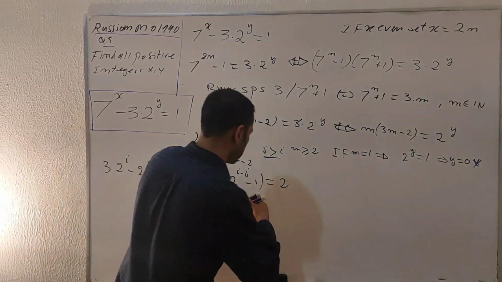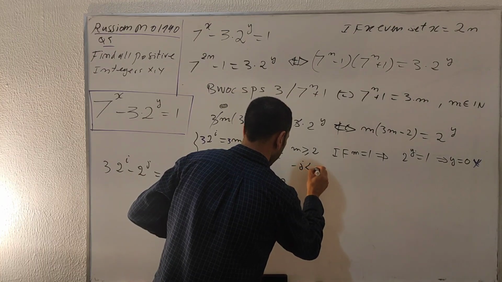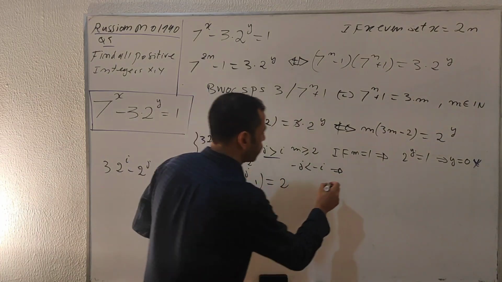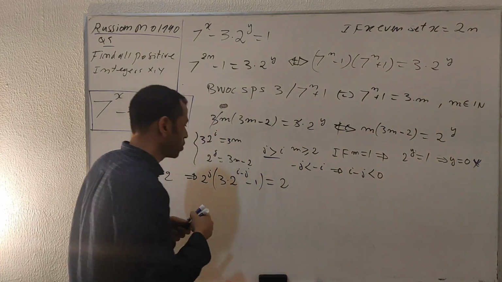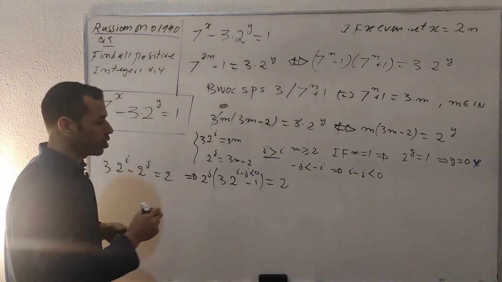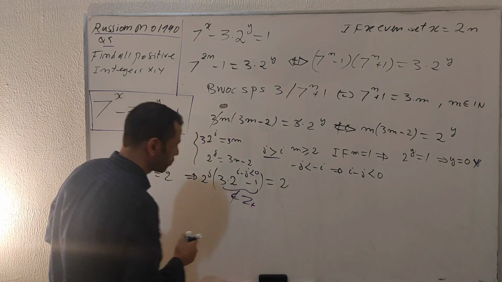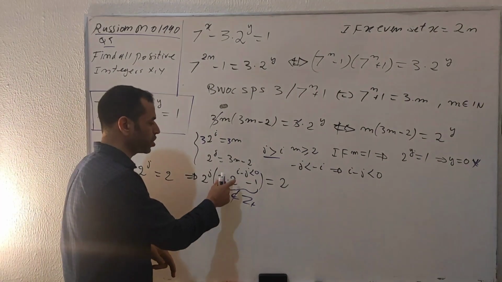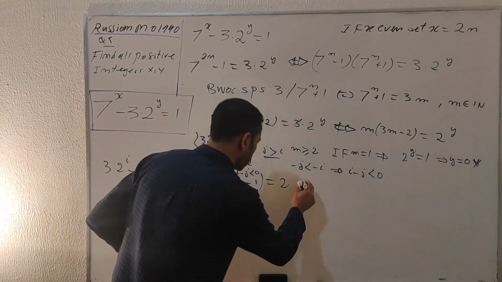I'm going to multiply this one by a minus sign. I will get minus j strictly inferior than minus i. Okay, so I'm going to take this minus i to the left. I will get i minus j strictly inferior than 0. So this exponent is strictly inferior than 0. Okay, this one becomes not a positive integer, because we have a negative exponent, which means this is not an integer. It's clearly a contradiction.